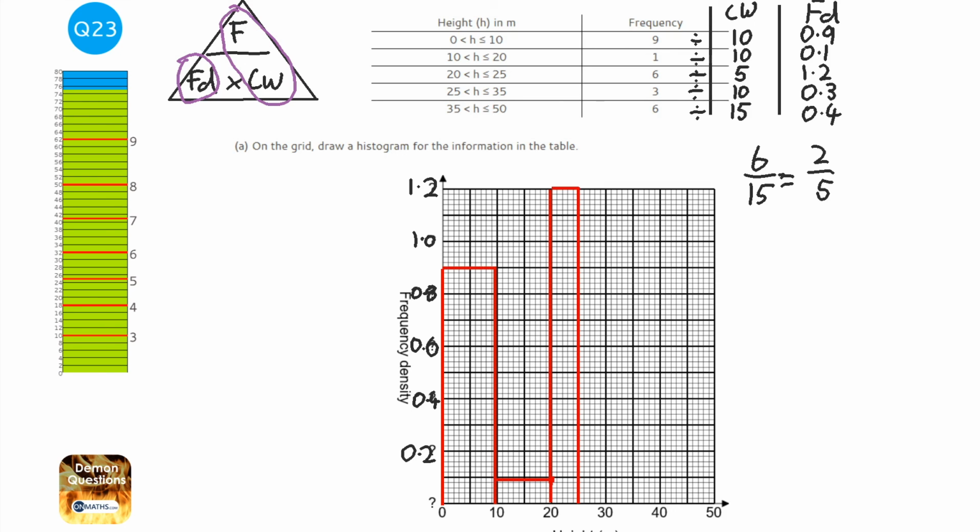Okay, next one, 25 to 35 is 0.3, so that would be there. And last one is 35 to 50 and 0.4. So we go up one and then we finish that off. Excellent.